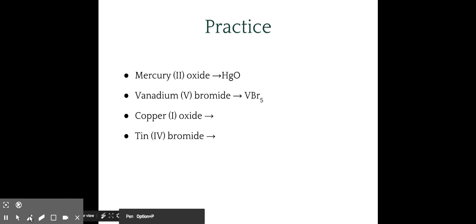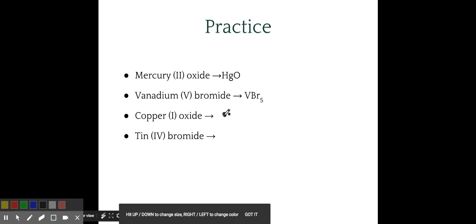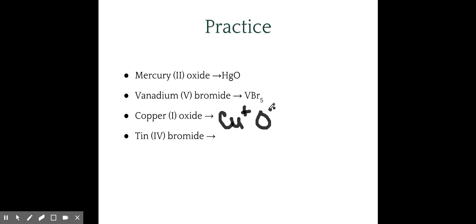So copper has a charge of +1. We know that because it's plus. And then we have oxide that has a -2 charge. When you crisscross your charges, just as we did before with the binary compounds, you have Cu2O, because we crisscross the charges.